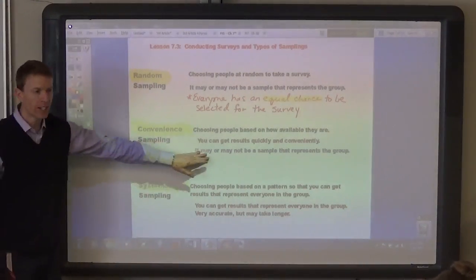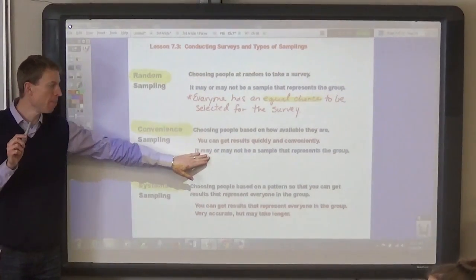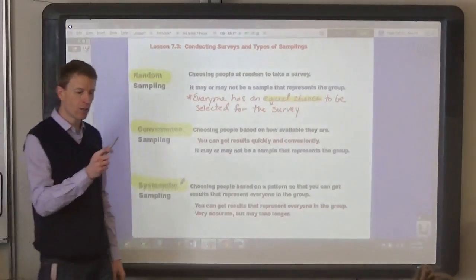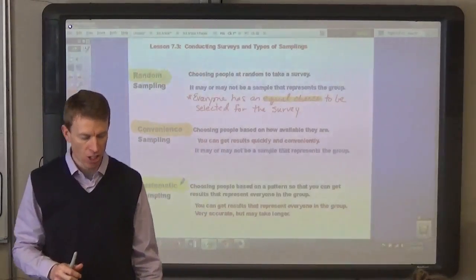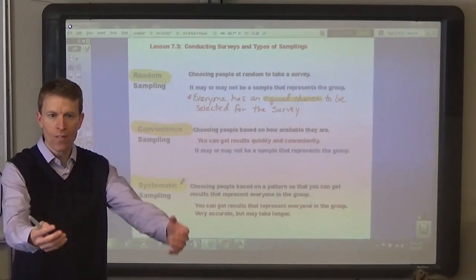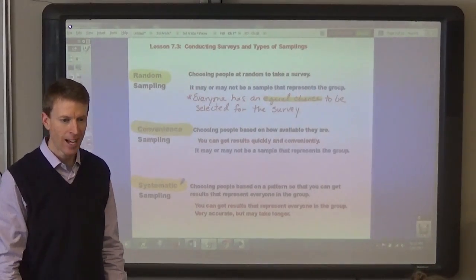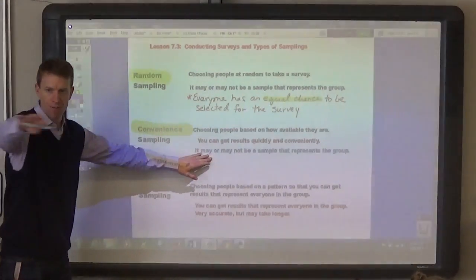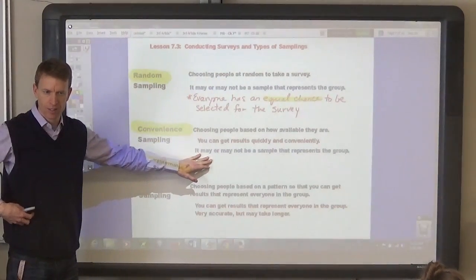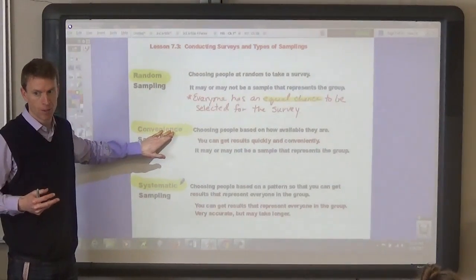Now, the trouble with convenience sampling, though, is that it may not represent the group very well. For example, when we do polling for the upcoming foundation election, and we want to know who's leading in the polls, what if everyone that you asked was from just one grade? Does that give you a good sample of the whole group if you're asking everyone from one grade who they're going to vote for? But that could be your sample.